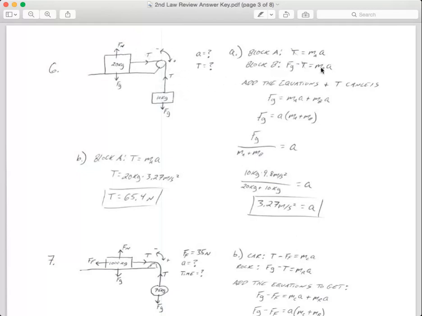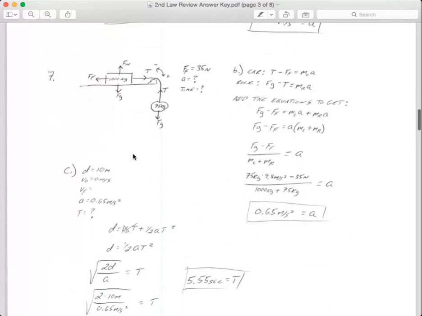Well, I can take a look at either of my first two equations that I came up with for block A or block B. I now know what acceleration is. I know what the masses are. I can solve for tension. So I just take the equation for block A, which was tension equals mass times acceleration, plug in the mass, which is 20, plug in the acceleration of 3.27 meters per second squared, and I know that the tension has to be 65.4 newtons. That's the end of number 6.